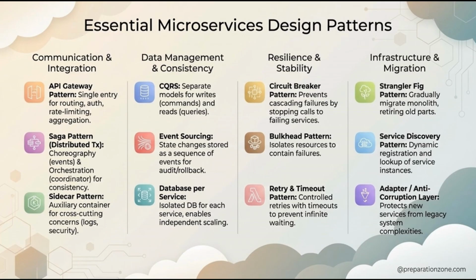Second, Saga pattern. It handles transactions across multiple services, and we can do it in two ways. One is choreography, where services trigger each other using events, and second, orchestration, where a central controller tells each service what to do next. Then CQRS, separating reads and writes. Fourth one, event sourcing, storing the changes as events. Instead of storing just the final state, event sourcing stores every state change event.